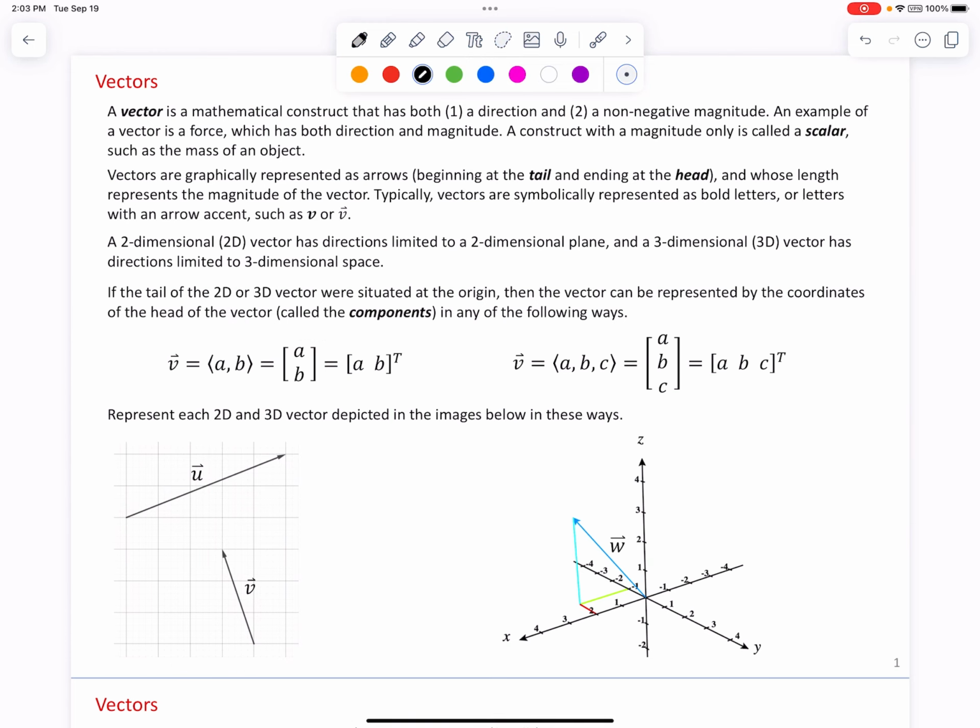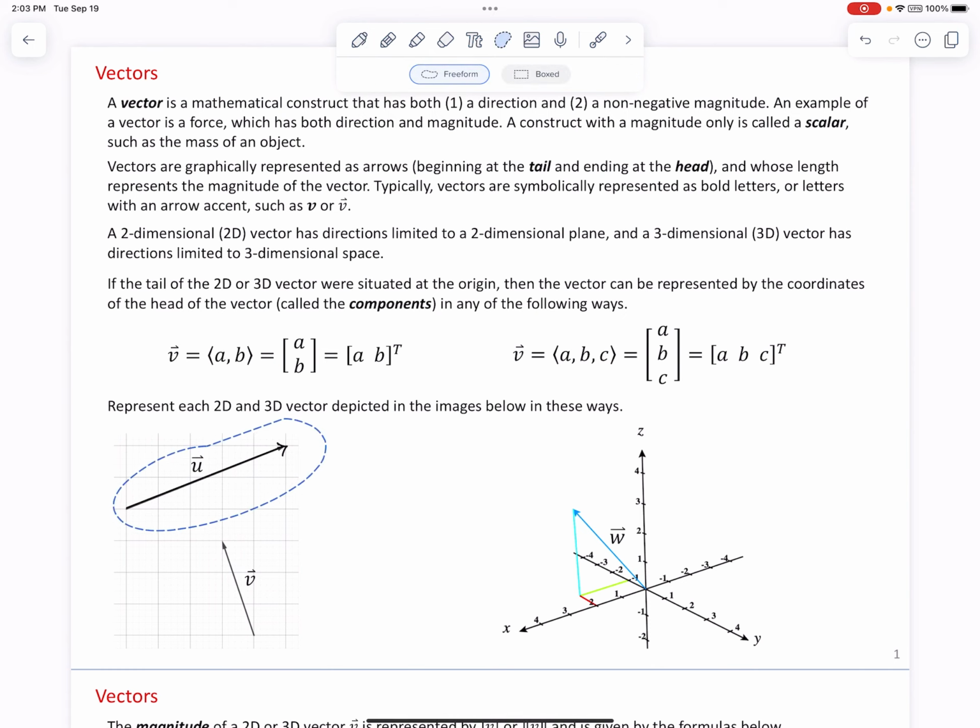I have a vector u depicted in the image. This vector has a direction and a magnitude, and it has the same direction and magnitude no matter where I position it. So one thing to keep in mind is that no matter where the origin of the vector is, as long as it has the same direction and the same length, then it's considered to be the same vector.